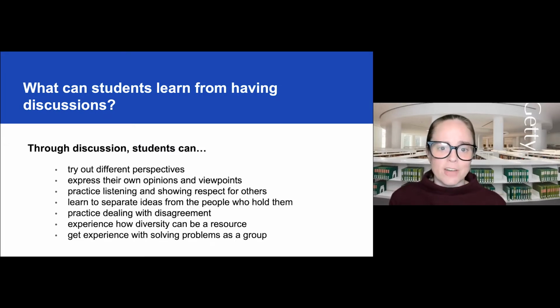There is also value in experiencing group thinking. Students can learn that diversity of peers and variation of ideas can be a resource and can experience solving problems as a group.